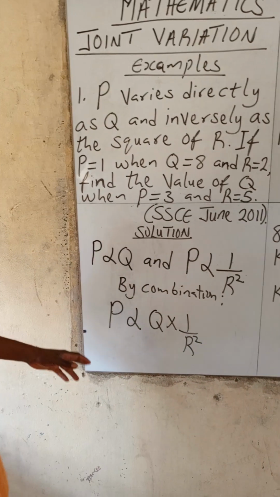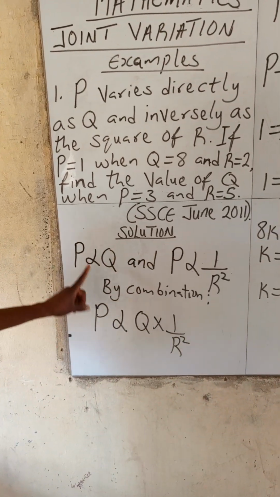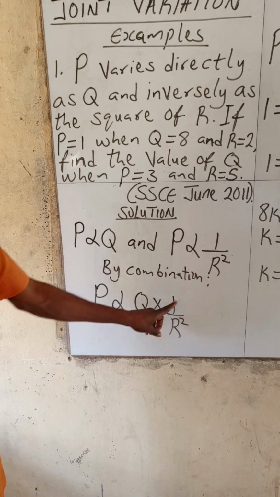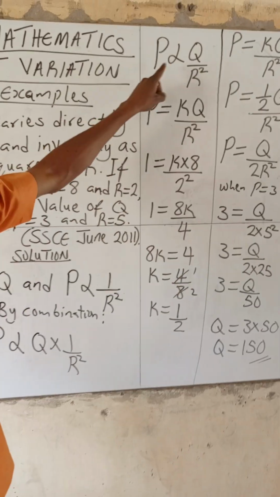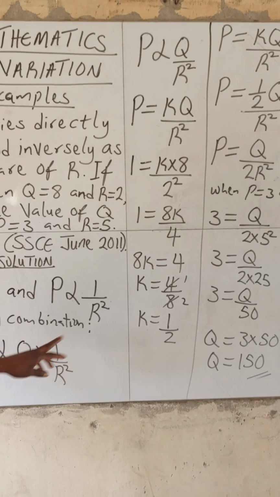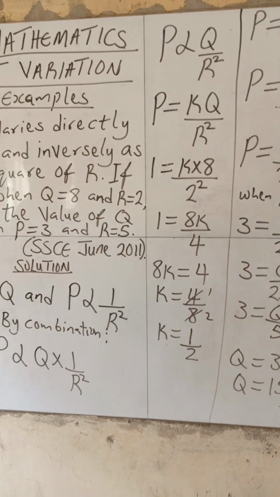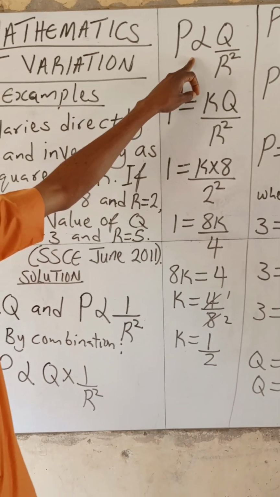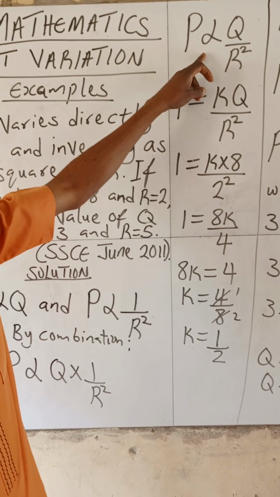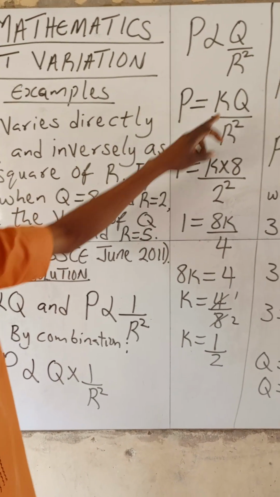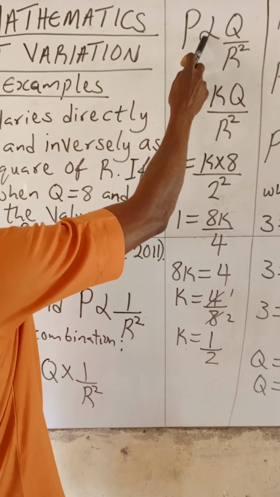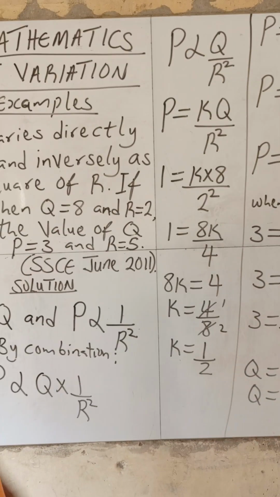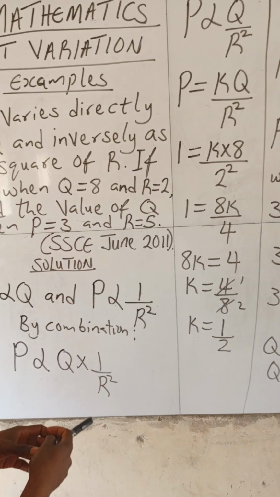So by combination, we have P and P, we pick one. Varies, we pick one. Then we multiply this and this, that is Q times 1 over R squared. So this will give us P proportional to Q over R squared. Remember we said we have to remove the proportionality sign anytime we get here. So if we remove the proportionality sign, we introduce an equality sign and introduce a constant. So we now have P equals KQ over R squared, where K is a constant.